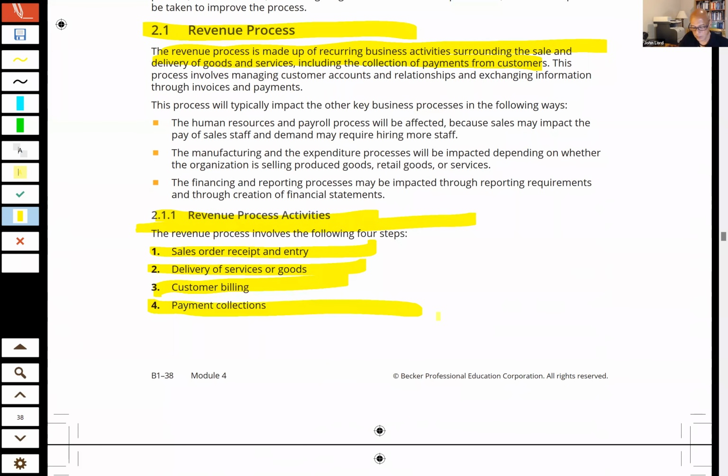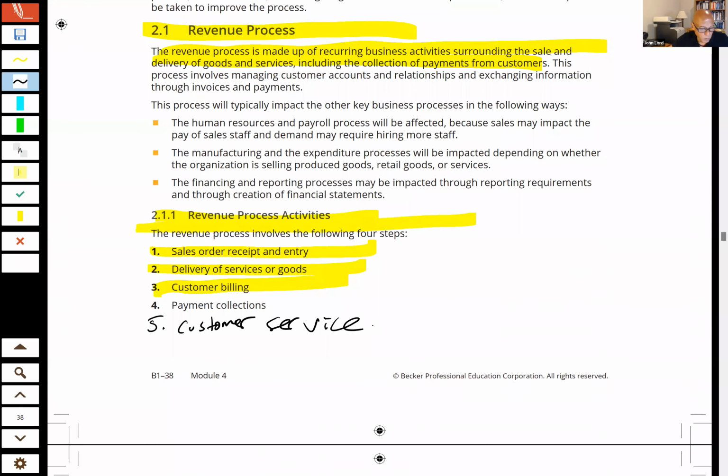Now I look at that and I'm like, okay, that sounds a lot to do with accounting. But how about, let's add one, how about customer service? Why wouldn't that be part of the revenue process, where you could be following up to see if customers are satisfied, are there customer complaints, that sort of thing, right? Okay, so I'm going to add that one.